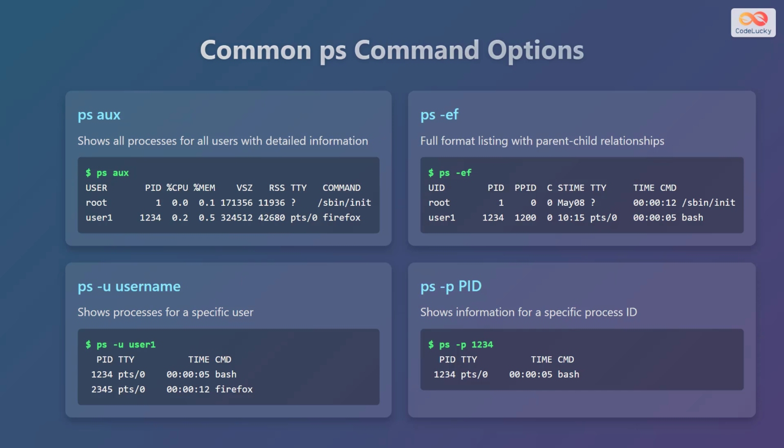The third is the ps -u username command. This option allows you to view processes owned by a specific user, providing a focused view of their activity on the system. The fourth is the ps -p pid command. With this option, you can view detailed information about a specific process, identified by its unique process identification number.